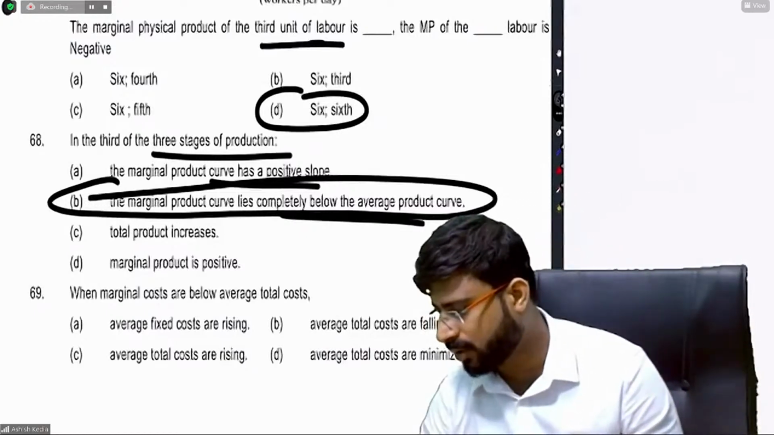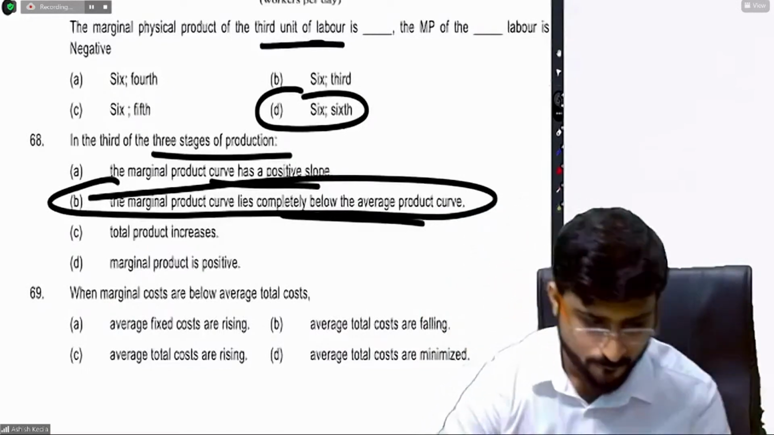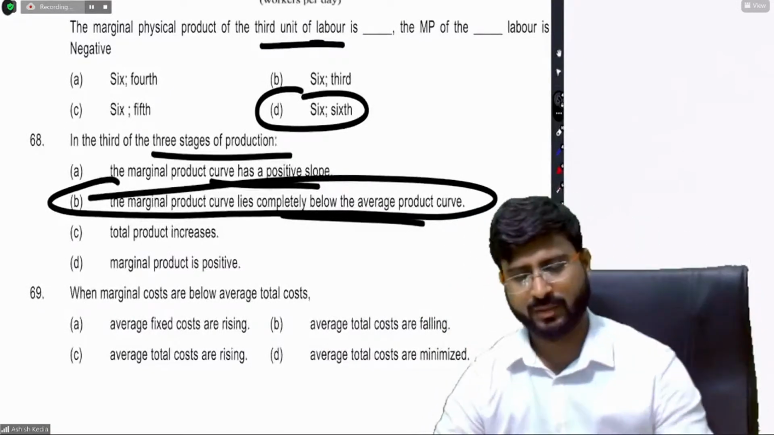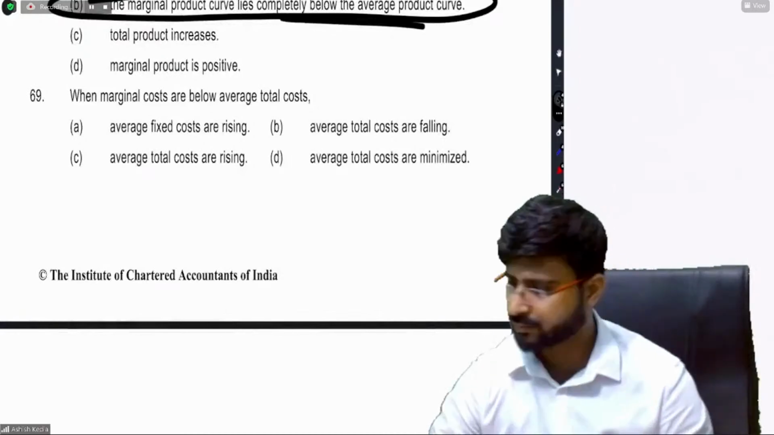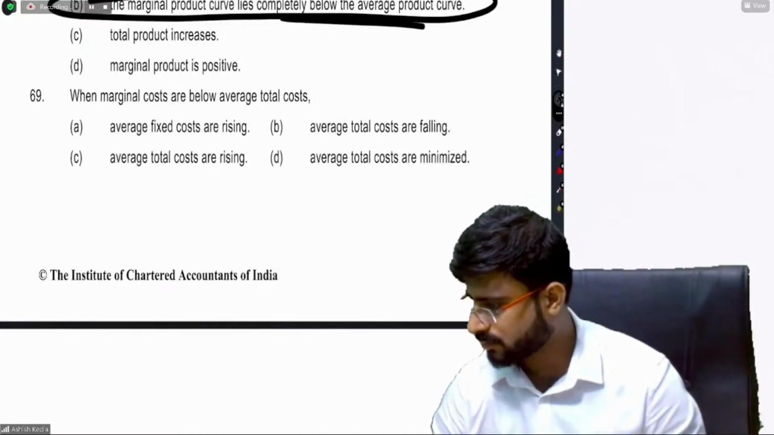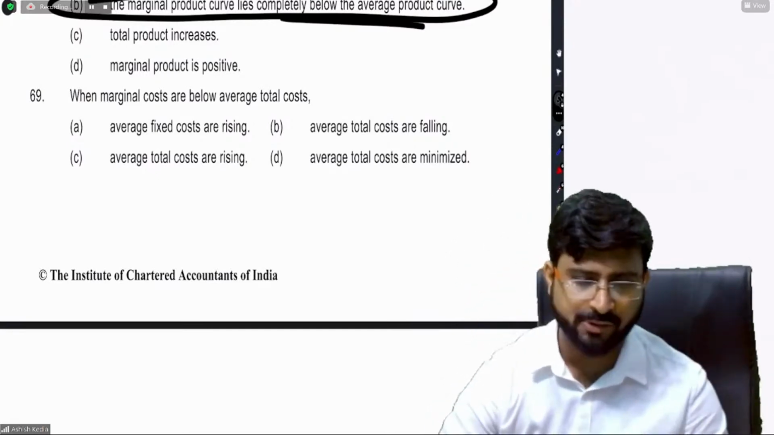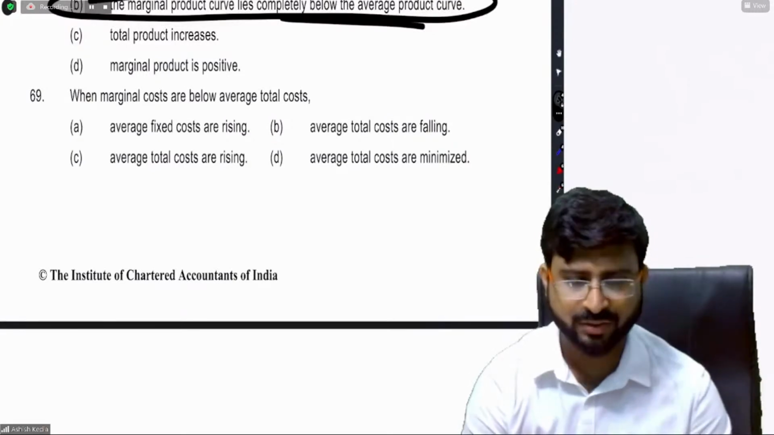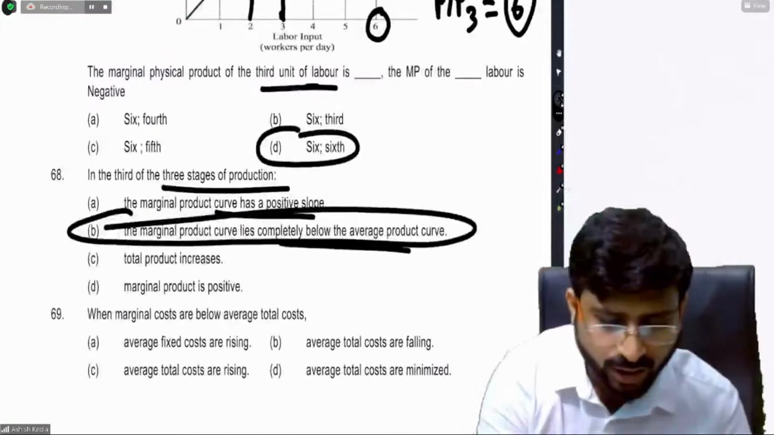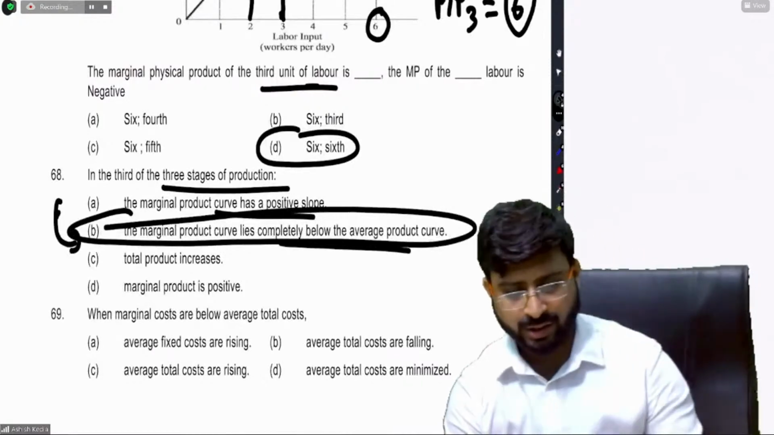Yes or no, everybody? Come on. Is this clear, everyone? Yes, sir. So 68, it will be B.